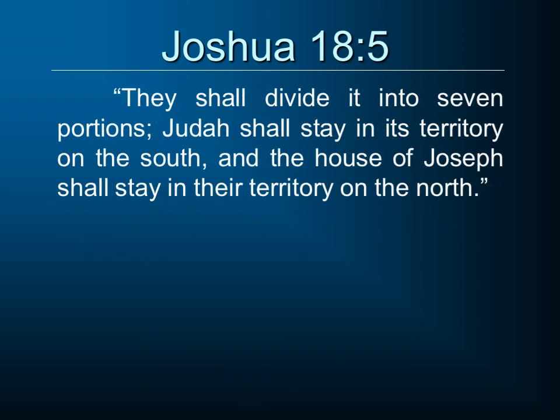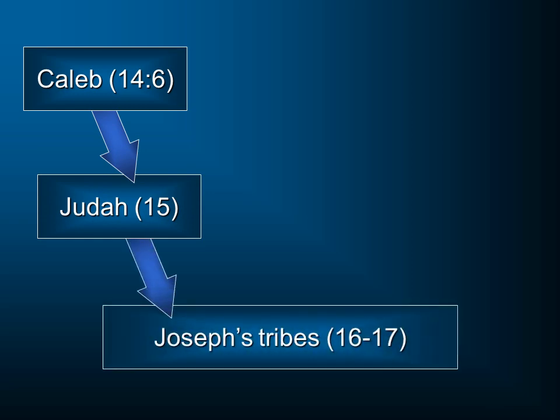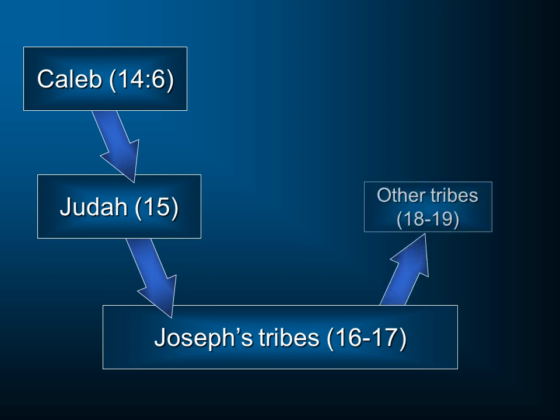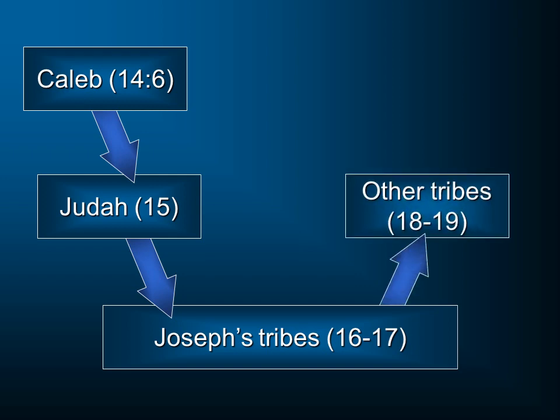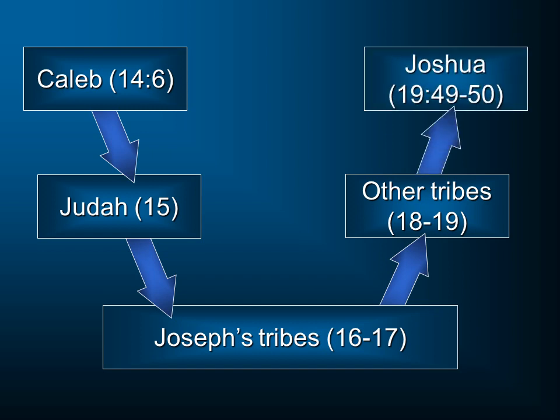Verse 5, they shall divide it into 7 portions. Judah shall stay in its territory in the south, and the house of Joseph, that is Ephraim and Manasseh, will stay in their territory in the north, and then the other tribes are to get their portions in and around and through those portions. So we had Caleb in chapter 14, and then we had Judah in chapter 15, and the sons of Joseph, Ephraim and Manasseh, in chapters 16 and 17. Now we have the other tribes mentioned in verses 18 and 19. And now we come full circle. We started with Caleb, and now we come to Joshua and his portion, the latter part of chapter 19.